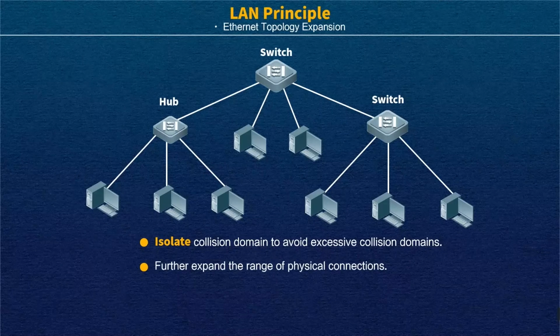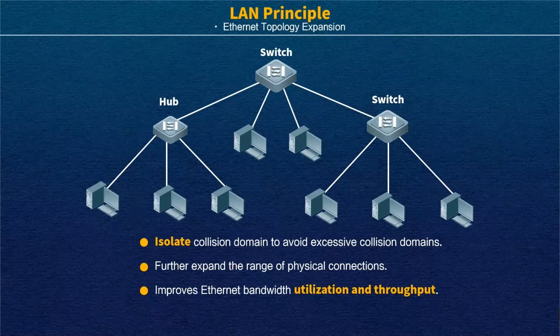That means this further expands the range of the physical connection. If you want to use a switch to connect with a terminal and make the range bigger, it's okay because they belong to different collision domains. And in this scenario, we can improve the Ethernet bandwidth utilization and throughput, right?